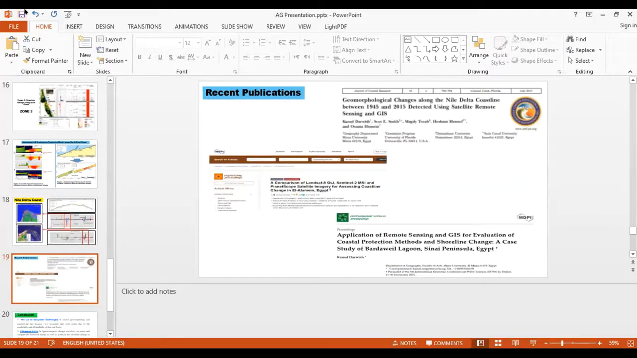There are recent publications along the Nile Delta coast and the Mediterranean coast of Egypt, as you see.